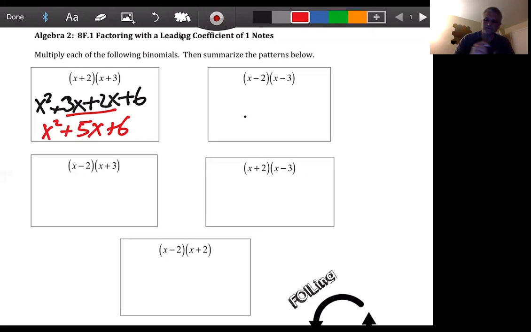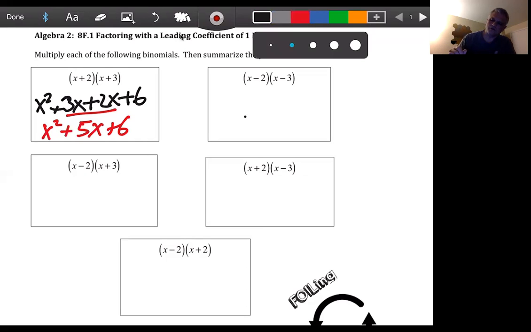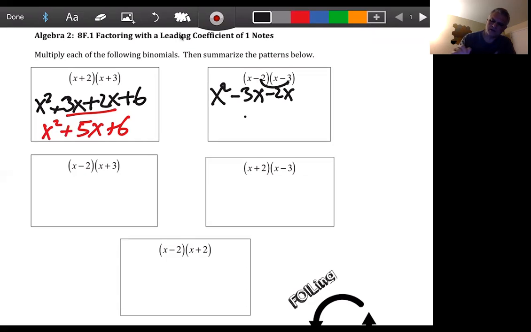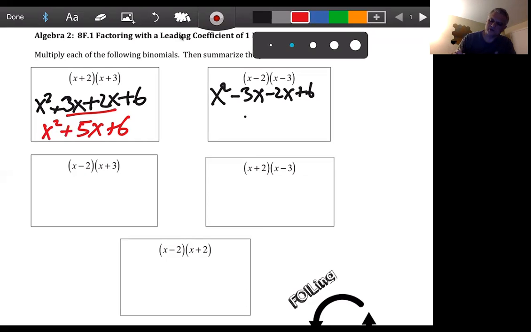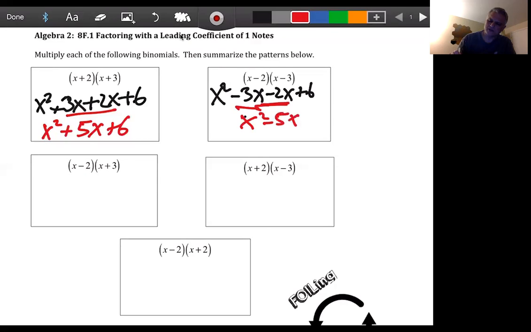This is multiplying. This is foiling. Okay? Let's do it for x minus 2 times x minus 3. So x times x is x squared minus 3x minus 2x. And then minus 2 times minus 3 is plus 6. Combine your like terms, this one and this one. So we got x squared minus 5x plus 6. Okay. Notice these are all x's and 2's and 3's, but the signs are different. So that's where we're going to come up with our patterns here.